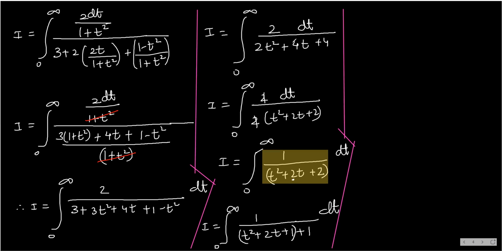The first 3 terms, see, I have written this 2 as 1 plus 1. Now what happens is, the first 3 terms get me the perfect square. So I get I equals 0 to infinity 1 upon (t plus 1) the whole square plus 1. This I can write as 1 square dt.